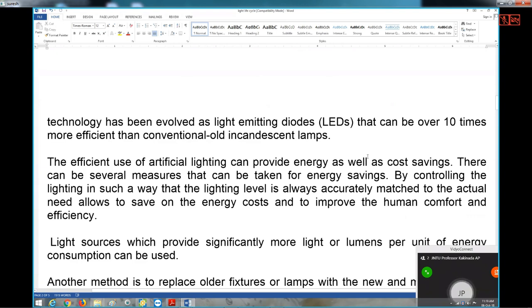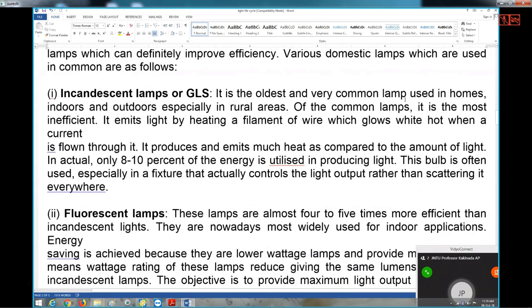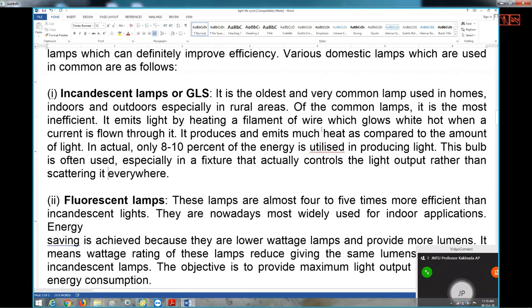So here is the context of studying this light life cycle analysis. Incandescent lamps consist of a coil made of nichrome wire, and only 8 to 10% of the energy is utilized in the production of light. We have seen all these things in the previous presentation, and once again, just at a glance, I am trying to present all these cases.